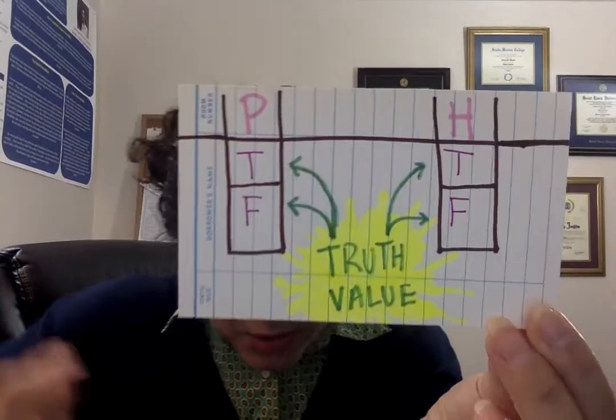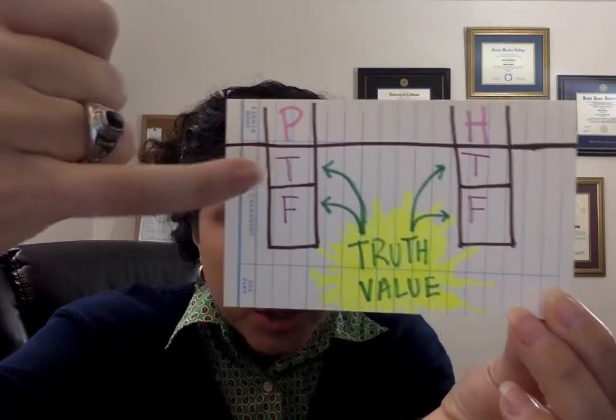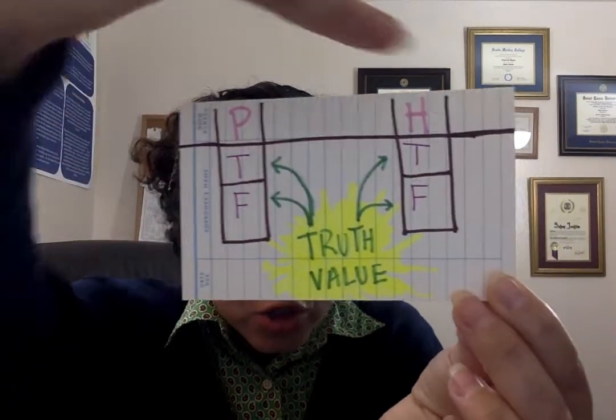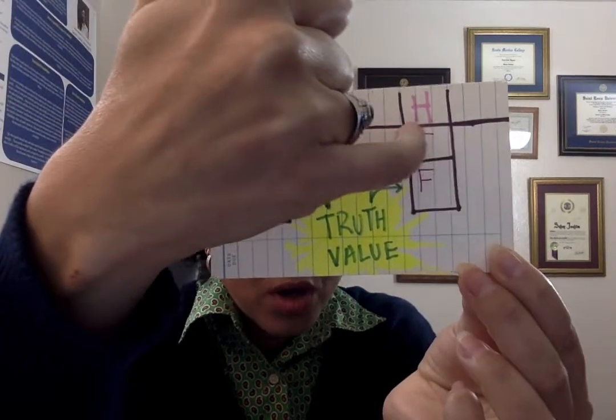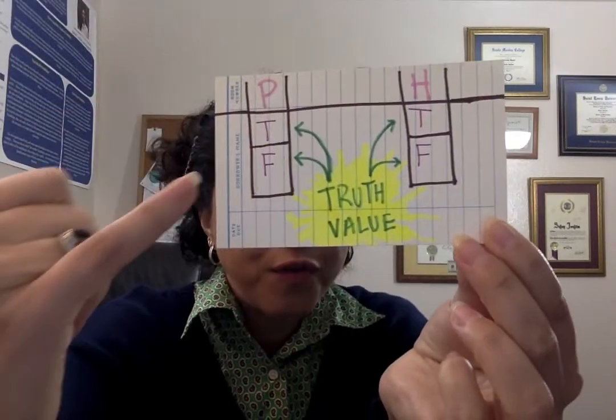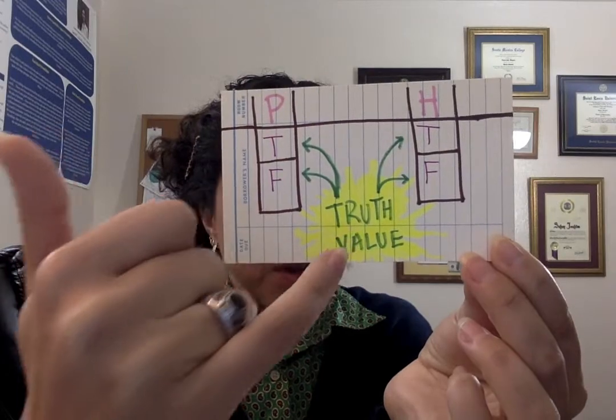We want to know the truth value of that statement. Is it true or is it false? That's what the truth value is. The truth value of proposition P could be true or false. The truth value of any proposition can be true or false. So falsity is a truth value.